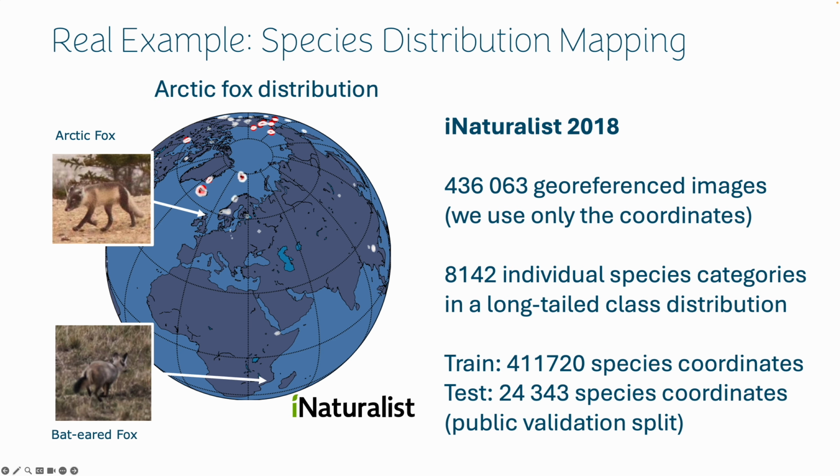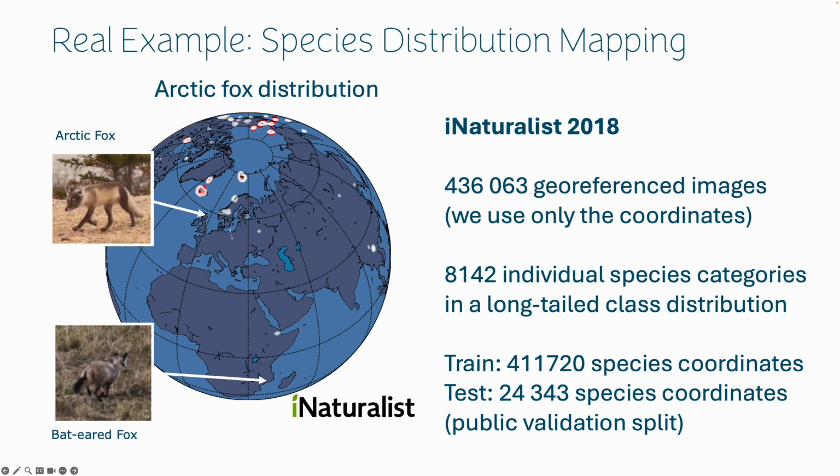And the other application I want to talk about is species distribution mapping, which has been driving this field quite a bit. So one big benchmark data set that is used here a lot is iNaturalist, which is normally a quite challenging image classification task, but it has 430,000 georeferenced images and a very high number of individual species, so 8,000 different categories, which is quite a challenging problem.